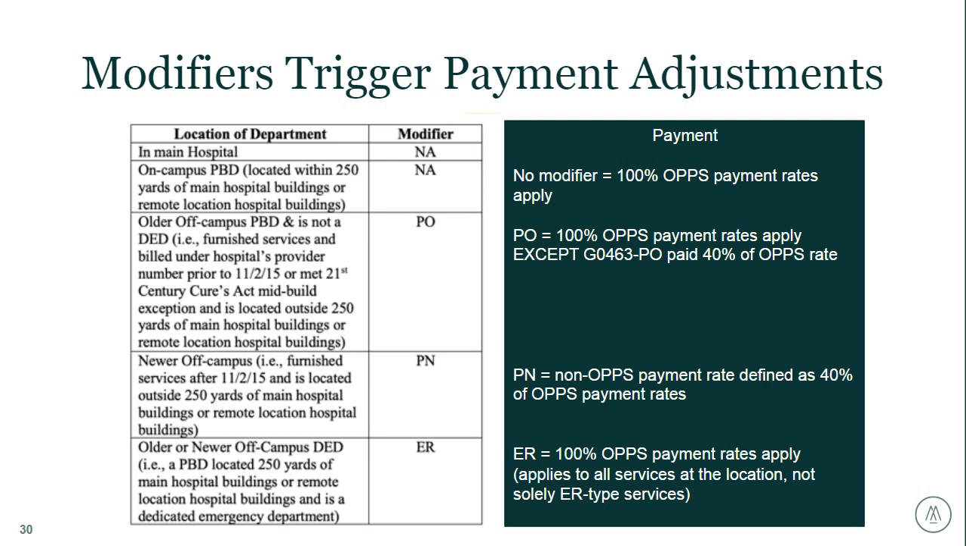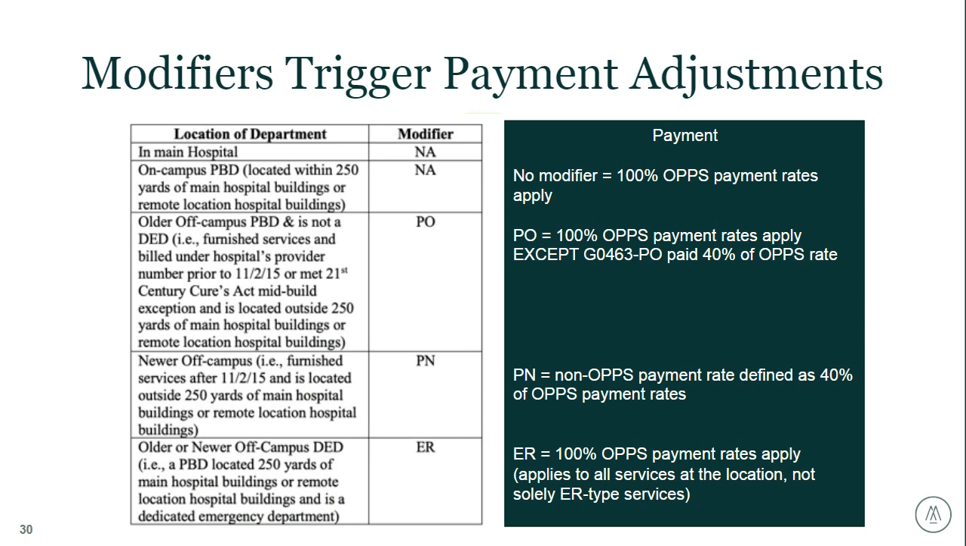But there are no modifiers on outpatient hospital procedure codes if the location of the service is in the main hospital or on an on-campus provider-based department, including locations within 250 yards of a remote location building. No modifier applied. Then, if they're older, original, off-campus provider-based departments or accepted departments, modifier PO is applied. And the only trigger of a payment reduction there is G0463 when billed with PO, that triggers that 60% reduction.